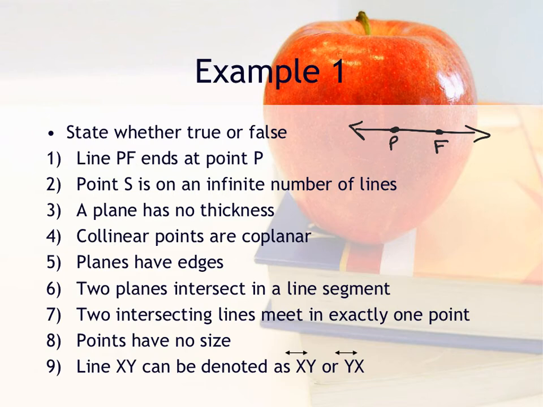Anybody you can unmute. False. It's false. Why? Because there's no endpoint. Good. Lines don't end. Okay, so this is false. Notice the arrows that I drew on the end of my line. So a line doesn't end, so this one is false.